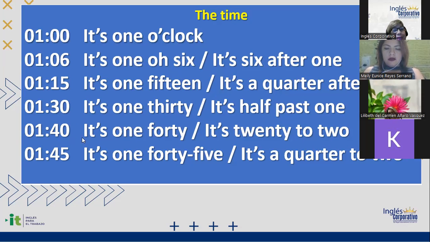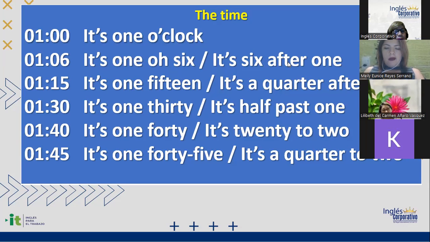Okay, this is 1:40. Second possibility is 20 to 2. Okay, here, do you remember here we say after, and here we say to, because after is después, and to is para. Okay, a partir de los 30 minutos ya todo tiene que llevar to. Del minuto 1 al 29, todo tiene que llevar after. Okay?